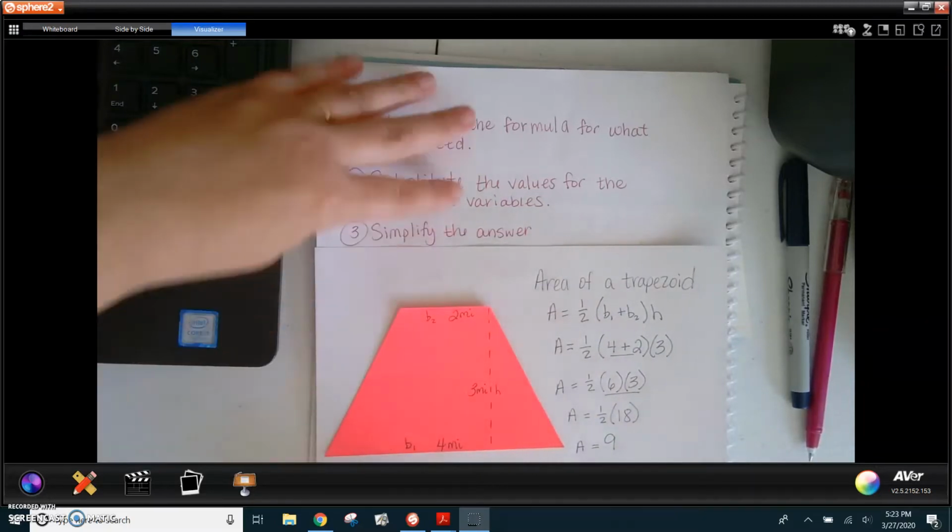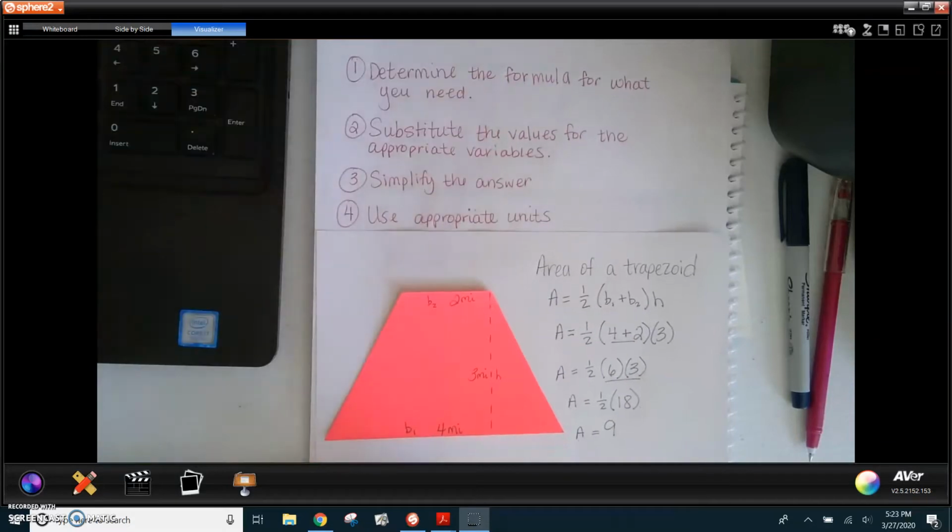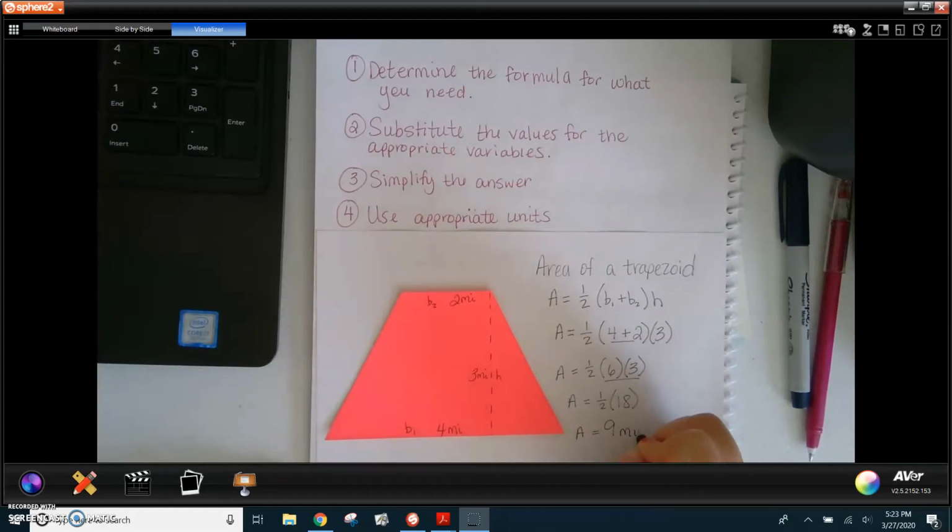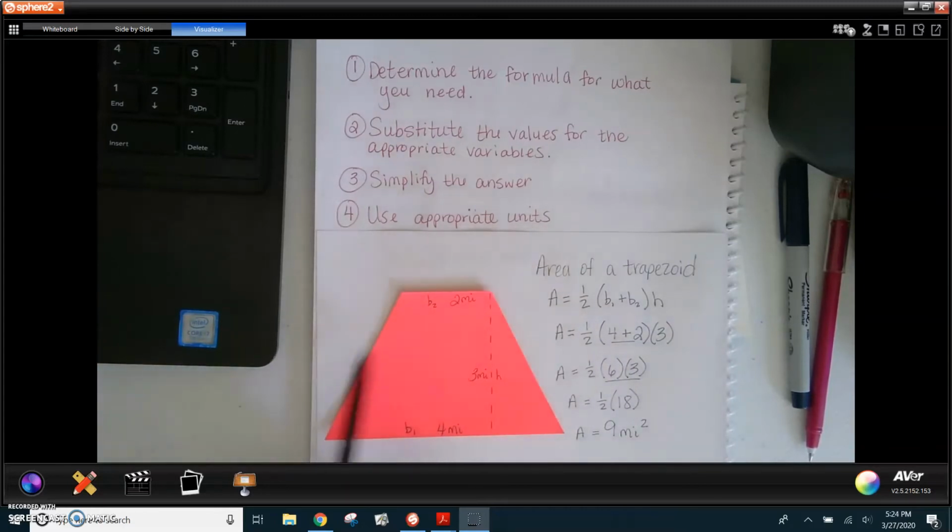Step number 4 is to use the appropriate units. Again, when we're working with area, we're going to be dealing with square units. In this case, everything is measured in miles, so it's miles squared. So the area of this trapezoid here is 9 miles squared.